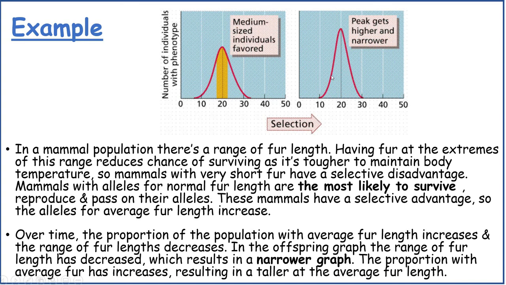Over time, the proportion of the population with average fur length increases, and the range of fur length decreases, which results in a narrower graph. The proportion with average fur length has increased, resulting in a taller curve at the average fur length.